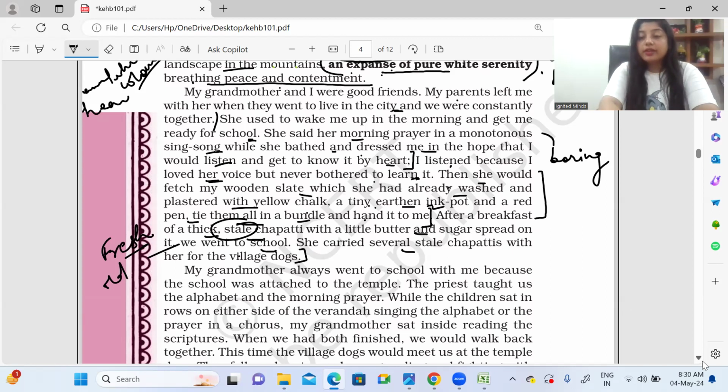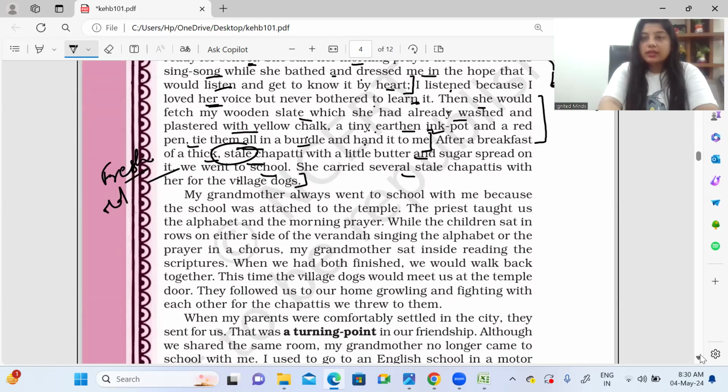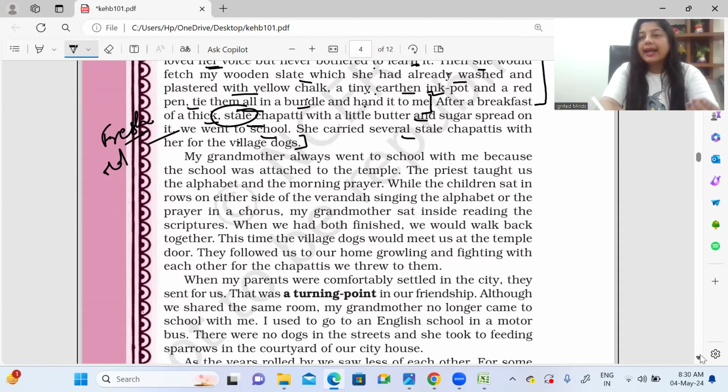So one aspect of the grandmother here is that she loved feeding animals also. That you will study in a later part of the story also. She was a very kind-hearted woman. She used to prepare chapatis, and the stale chapatis that were left, first the narrator and the grandmother used to have them, and second, she used to give those stale chapatis to the dogs also while they were on the way.